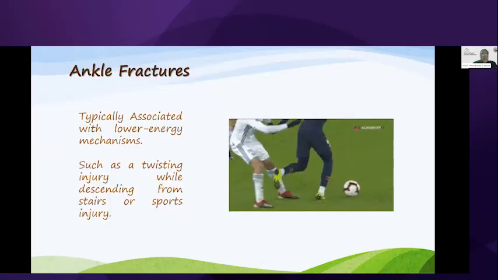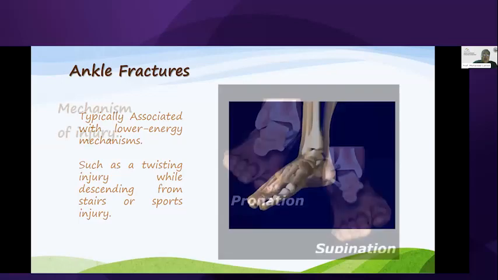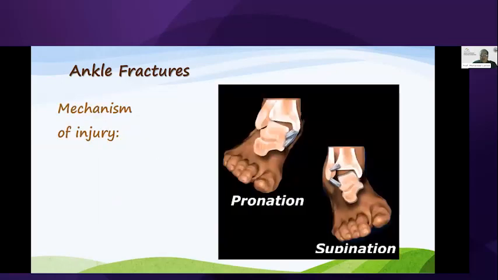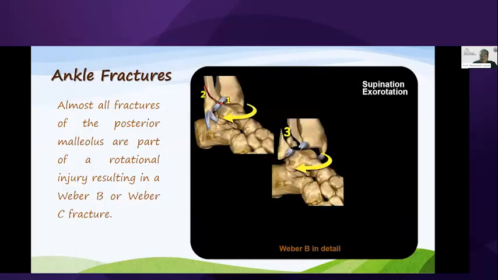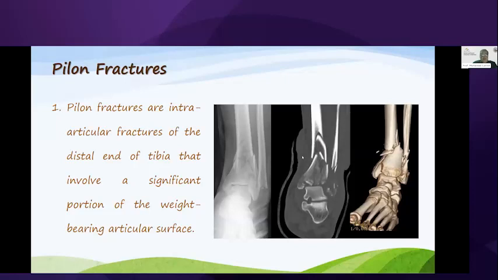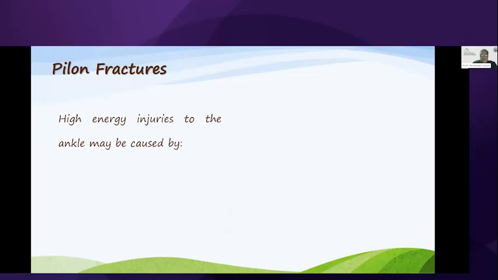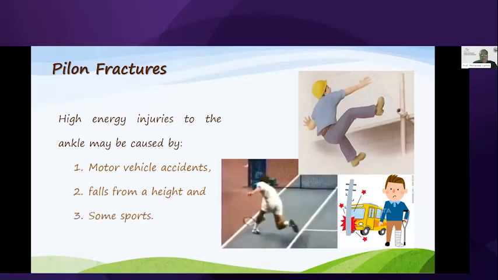Ankle fracture is typically associated with a lower energy mechanism, such as twisting injury, descending from the stairs, or sport injuries, and they occur by either pronation or supination injury, which lead to push-off or pull-off injury of the medial or lateral malleolus, sometimes with rotation and ligamentous injury or posterior malleolar injury. But pilon fractures are intra-articular fractures of the distal end of the tibia that involve a significant portion of the weight-bearing articular surface. They occur with high energy to the ankle, which may be caused by a motor vehicle accident, fall from height, or severe sport injuries.